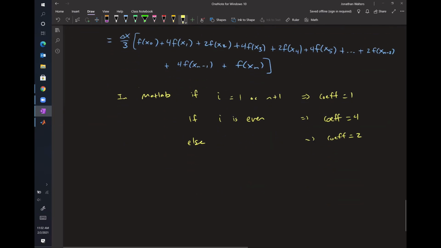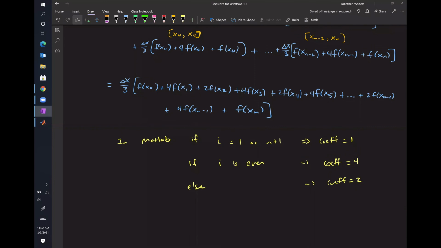The mathematical way to write this, I'm not going to do it just for the sake of doing it. Basically, I have to create an odd index and an even index by saying 2i plus 1 or 2i minus 1. So I'm not going to worry about that. But just know that in the middle it alternates 4, 2, 4, 2, 4, 2. The second to last one's always 4, and then 1. So the outer terms have coefficients of 1. Inner terms alternate 4, 2, 4, 2, 4.